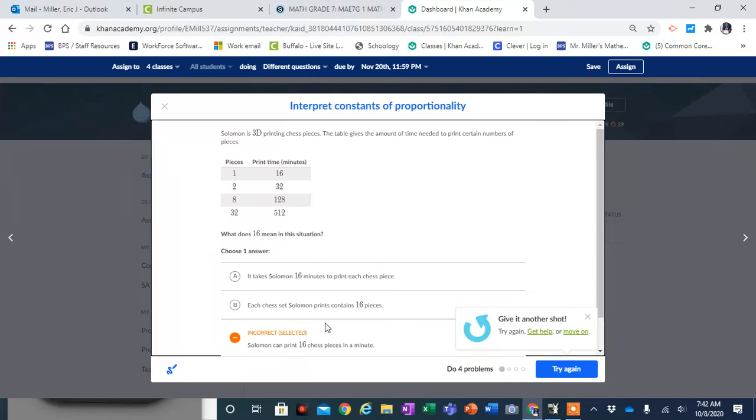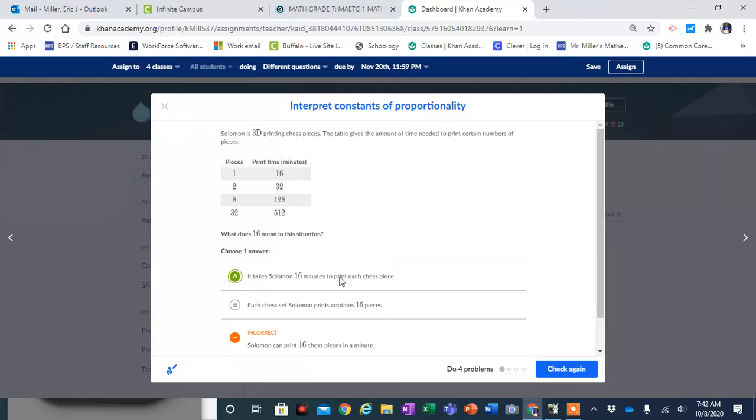Oh, actually, sorry, I read that completely wrong. It would be 16 minutes for one piece. So it takes Salman 16 minutes to print each chess piece. So again, we've got to be careful with our reading. So there was me accidentally making a mistake. I'm sorry. The answer is A.